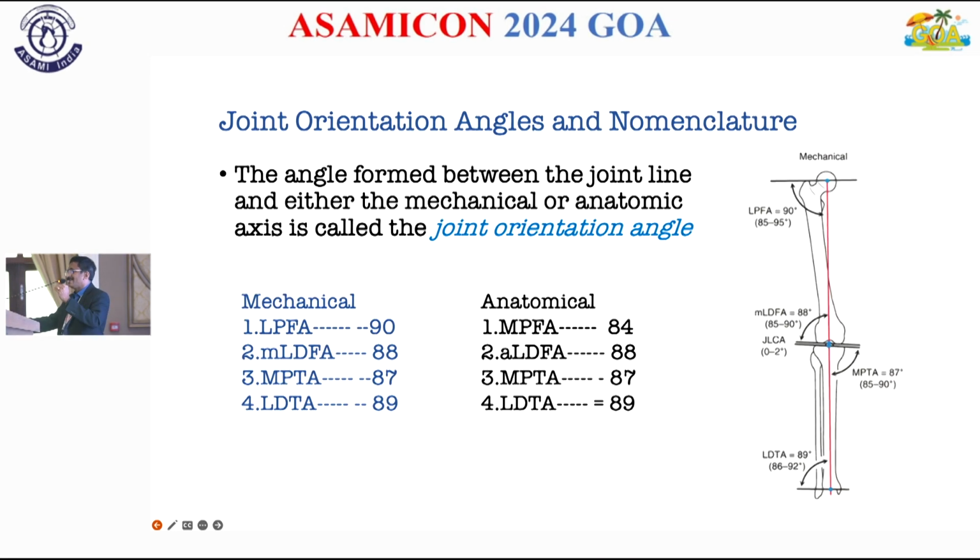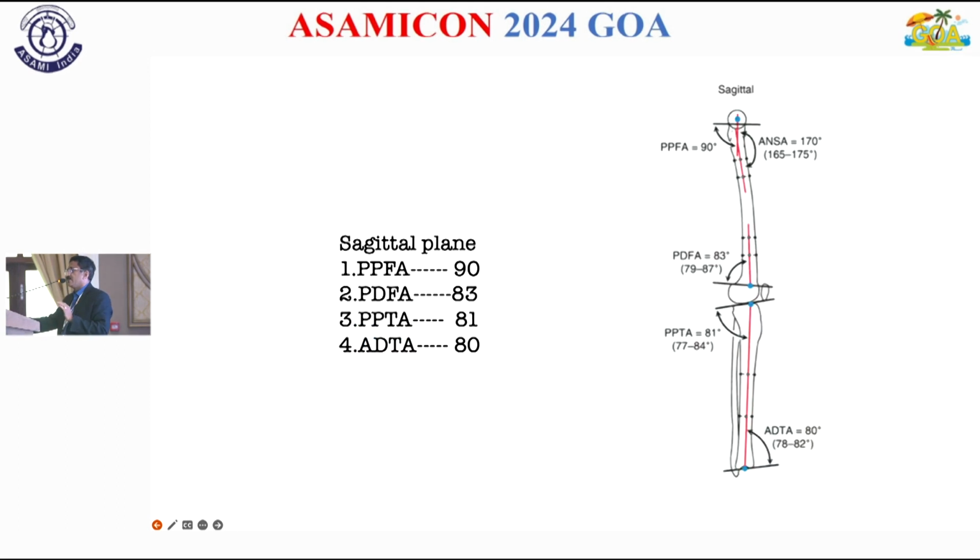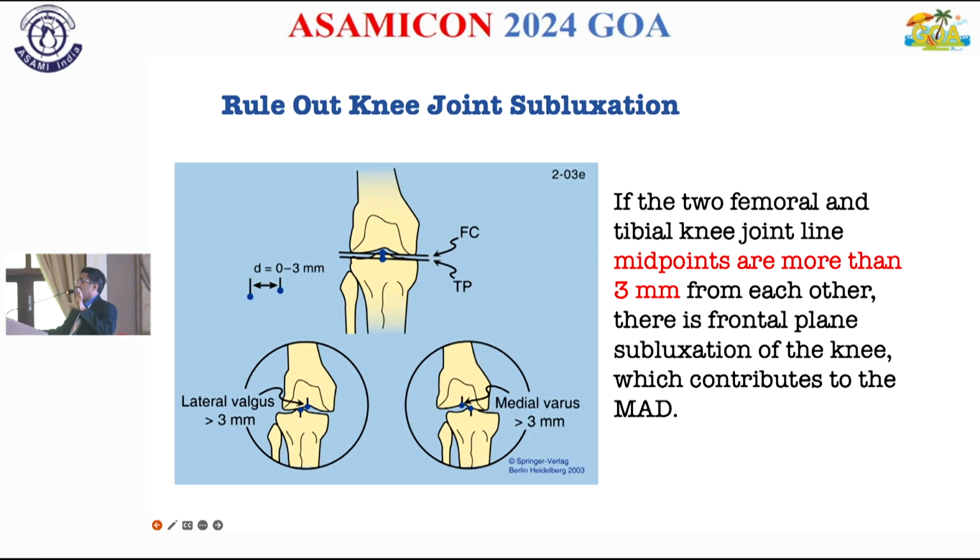And you should know all these angles, mechanical and anatomical angles, LDFA, MPFA, PPTA, all these things in both coronal and sagittal plane deformity, to find out where exactly the deformities are, or a combination of deformities. And rule out knee joint subluxation. So you mark the center of both condyles, and if there is more than 3 mm difference, that means joint subluxation is there.